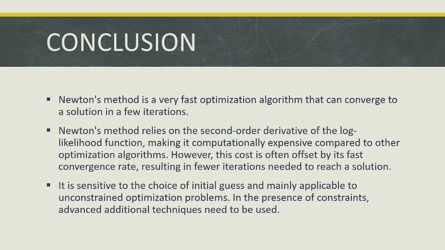So we can say that Newton's method is a very fast optimization algorithm, and it is also sensitive to the choice of initial guess. The accuracy and reliability of the logistic curve fitting depend on the quality of the data, the appropriateness of the model assumptions, and the choice of fitting method.